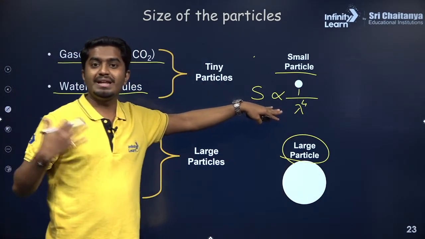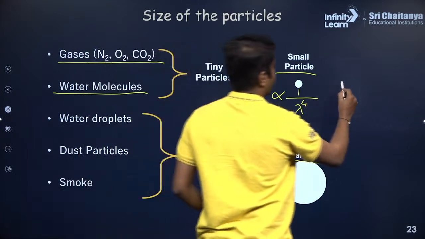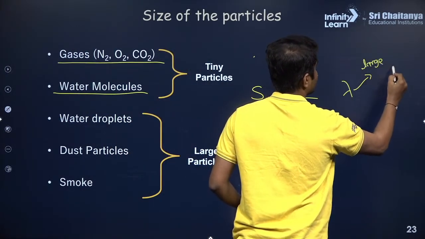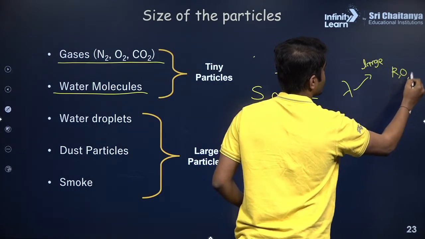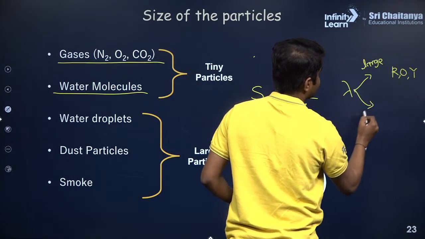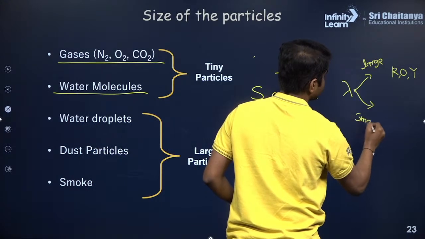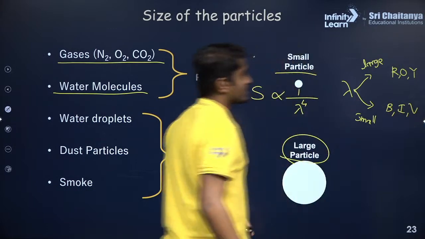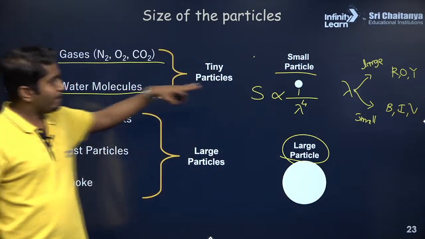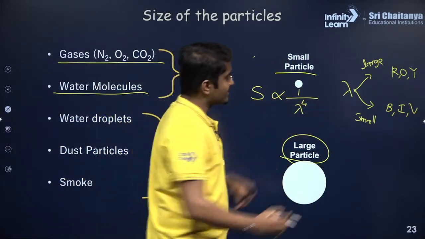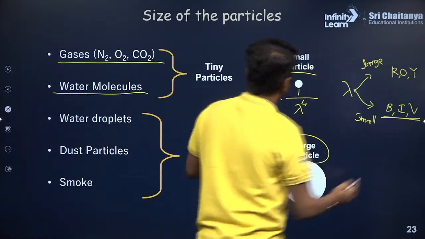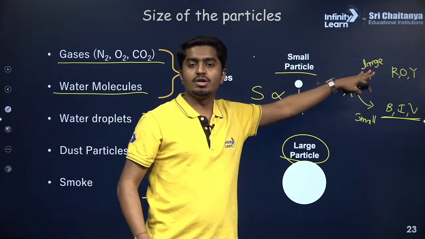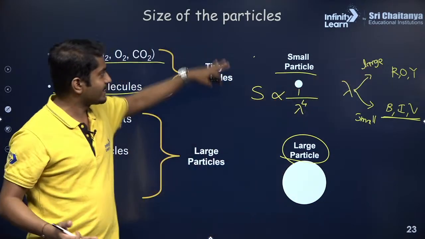Wavelength would be larger for red. So lambda is large for red, orange, yellow, and it is small for blue, indigo and violet, these colors. So the blue, indigo, violet, these colors will be scattered the most by the tiny particles, and red, orange, yellow, they will be scattered the least by the tiny particles.